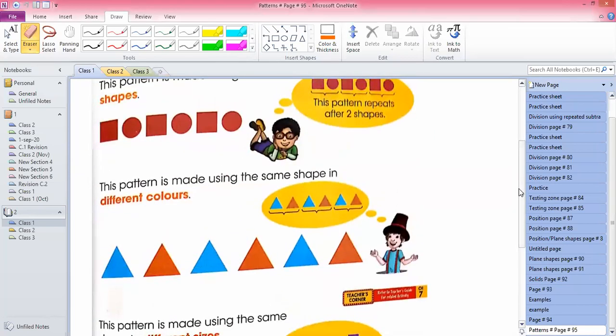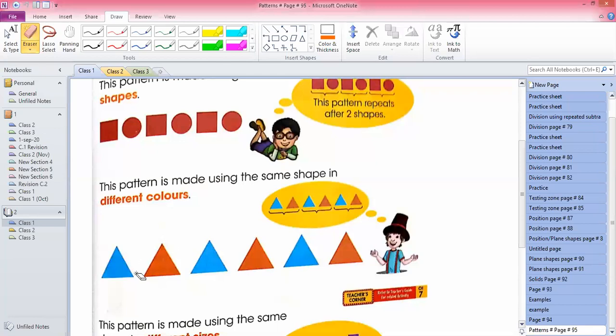We have learnt about the pattern with respect to colors as well. Like here the pattern was in different shapes, like the first shape was square, the second shape was circle, and again square, again circle. So the shapes were different, but here the shapes are the same, but what is the change here? The change is in the colors.